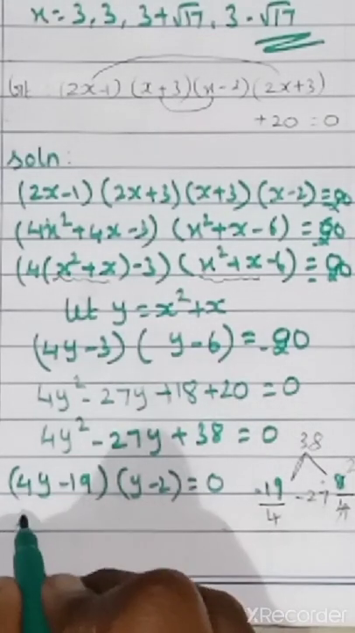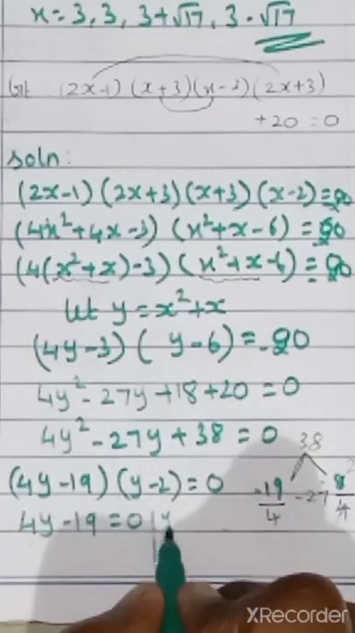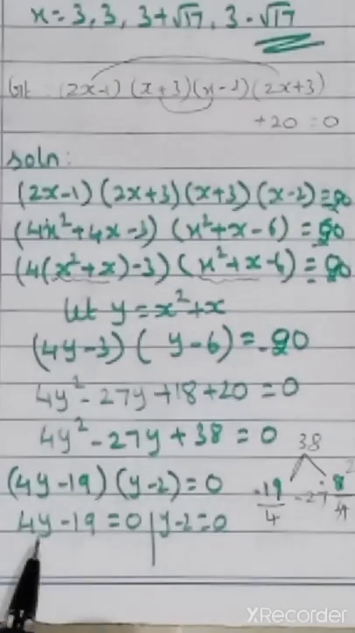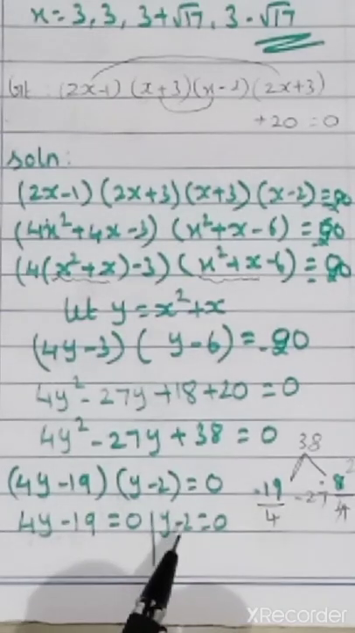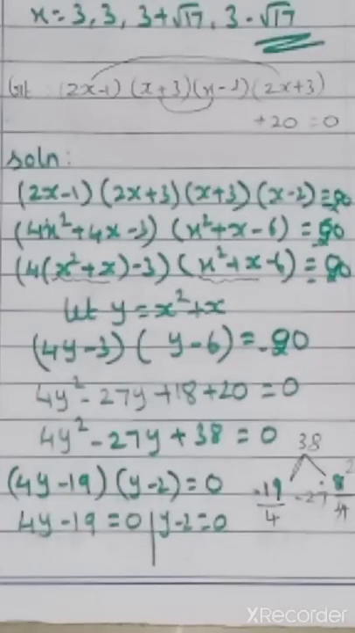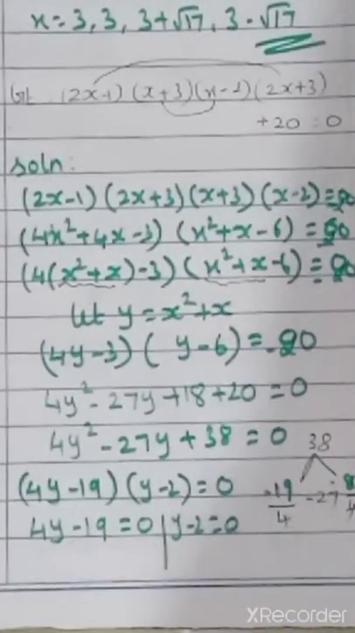So from this you can take 4y minus 19 equal to 0 and y minus 2 equal to 0. After this what you have to do? You have to take this equation, replace your y value, get the x. Similarly take this equation, replace your y value, simplify and get the x value. So that is your final solution set, and this is for your homework. Complete this problem as a homework.